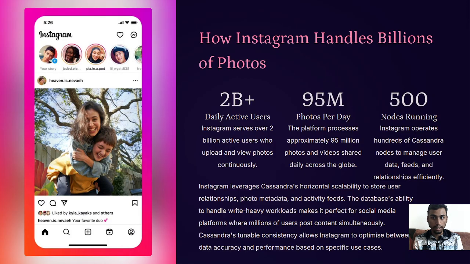Now we see that Instagram handles billions of photos. We scroll through reels and photos. It's a very huge amount of data: 2 billion plus daily active users, so it's very huge in numbers, 95 million photos per day and 500 nodes running across clusters. It's a very huge number, 95 million photos per day. So they process 95 million photos and videos shared daily across the globe.